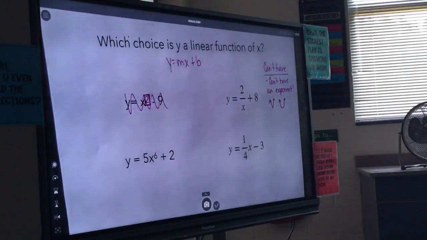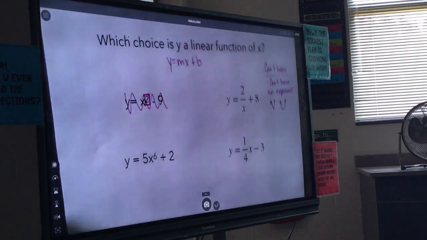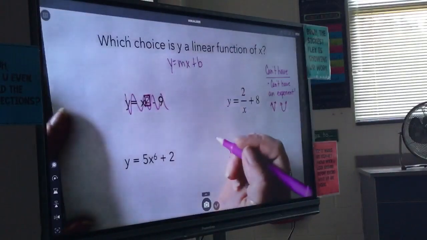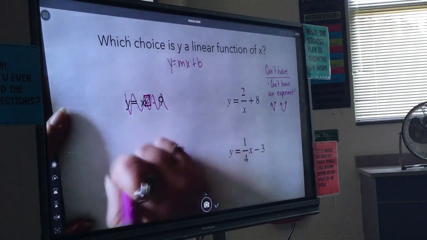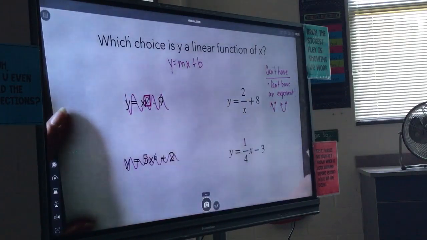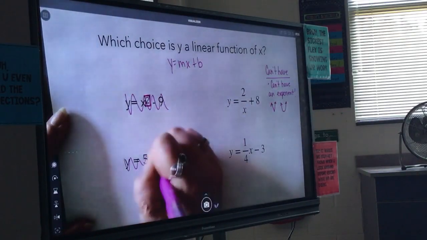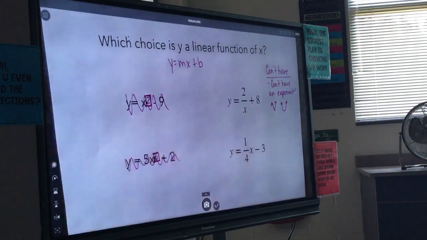Jeffrey. Y equals 5x to the 6th power plus 2. And why can we get rid of that one? Because it's got this exponent right here. Okay, so those two are gone. So right now, you have a 50-50 chance of getting this question right.